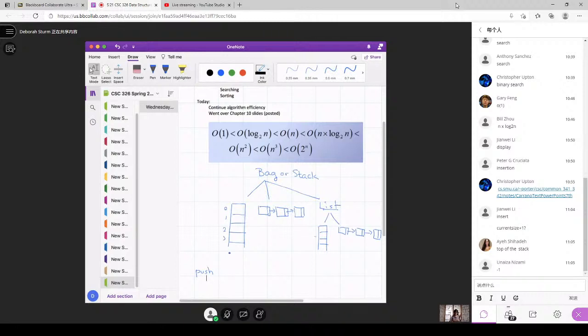Okay, so Janwei, the reason why we wouldn't want to put it at the end is that it would be inefficient. We could, but it would be very inefficient to do, let's say, a peek, to look at the top value. We'd always have to go to the end. In terms of O, it would be O of N to do the push, O of N to do the pop, O of N to do the peek, whereas Aya said top of the stack.